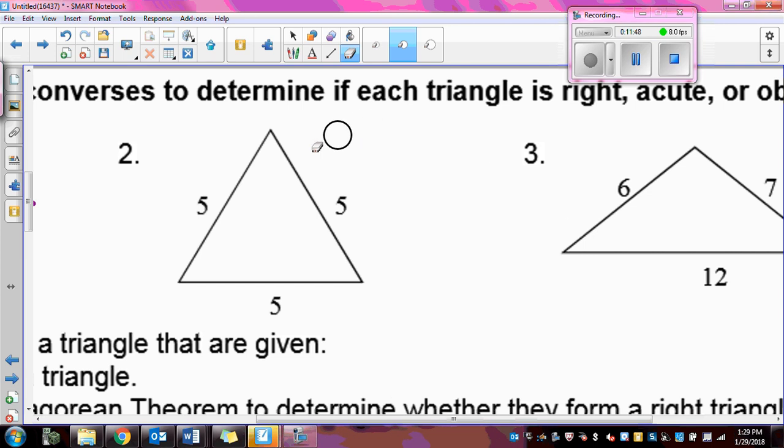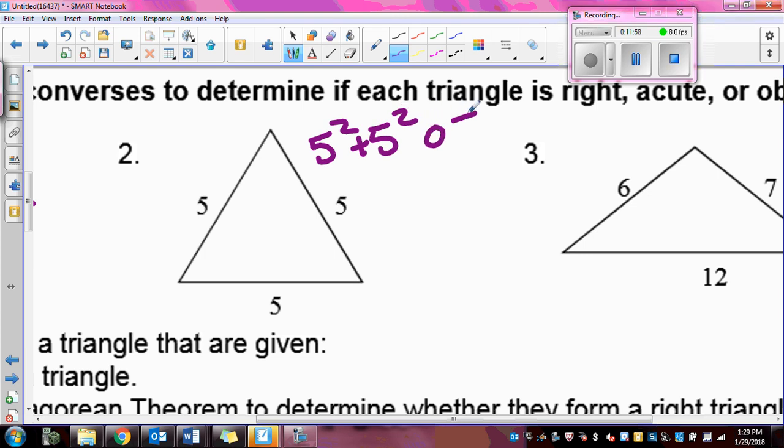It's lagging. Is 5 squared plus 5 squared equal to, less than, or greater than 5 squared? So I can put, is it equal? I can put an equal sign in there. We're going to find out if it's equal though.